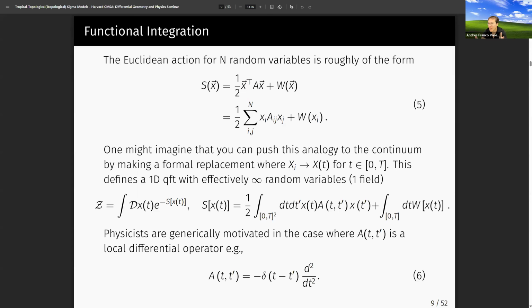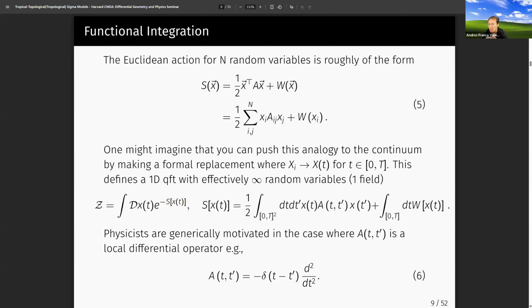But to say you have an infinite number of random variables kind of loses its meaning. So physicists would say we have one quantum field, and that quantum field would be that entire path x of t. Now if you look at what the Euclidean action looks like, you would have this sort of non-local A term, but it turns out that this is uncontrollable and unphysical for a lot of purposes. So generically, physicists are motivated to consider the case where this A of t is a local operator. So we insert a Dirac distribution in there, and that collapses the integral to a single integral.